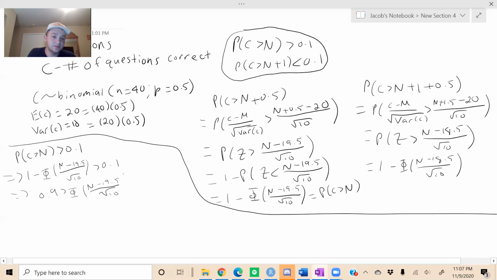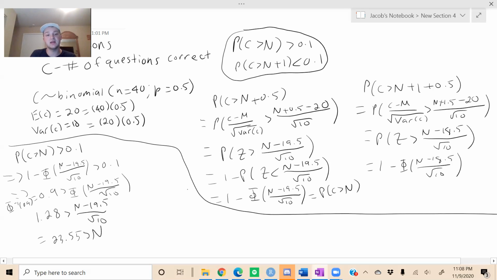All right. And then we need to find the inverse z-score of 0.9, which is 1.28. If you look at your table, this is equal to the inverse of 0.9. And then we're able to say this is greater than just n minus 19.5 over square root of 10. And then this implies that 23.55 is greater than n.